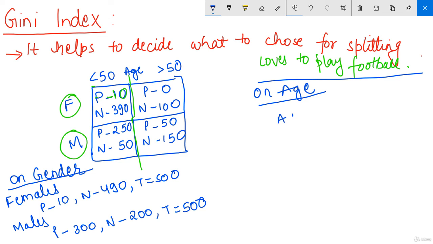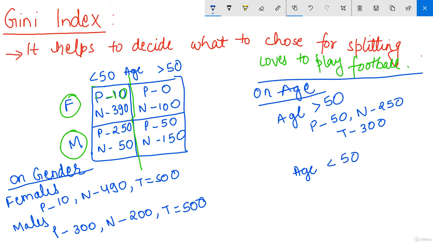So if the age is greater than 50, 50 people play football, 250 don't play football, so the total is 300. If the age is less than 50, 250 plus 10 is 260. 260 play football, 440 don't play football, and the total we are getting is 700 here.